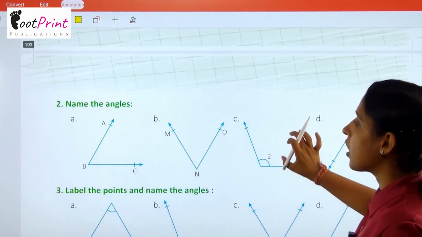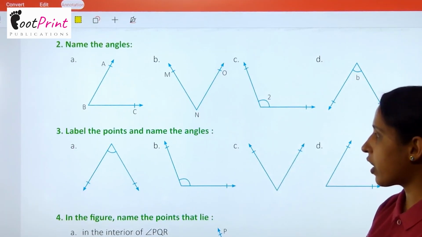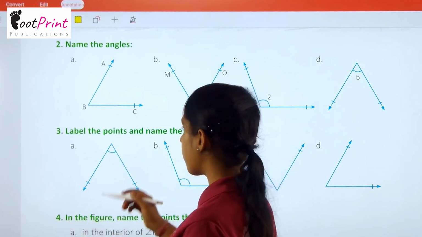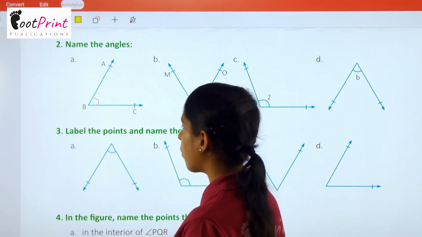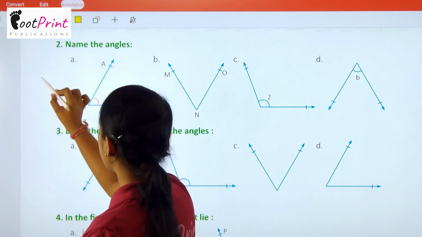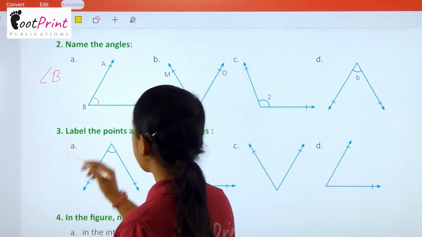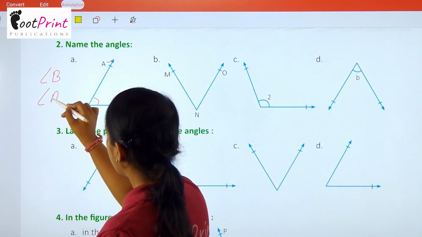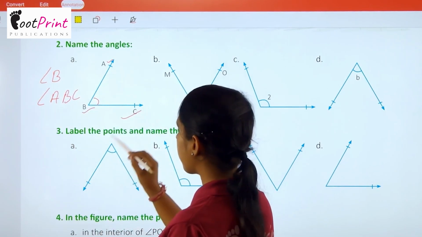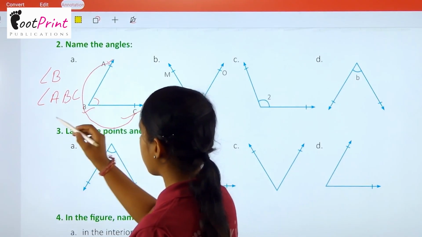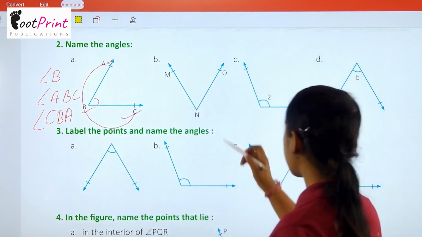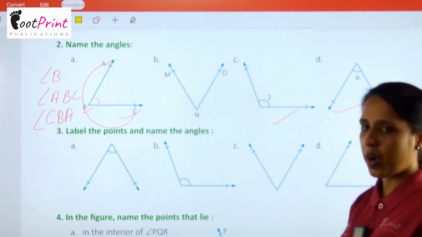Next, name the angles. Here we have to name all the angles. We can write names in three ways. Here we can write only one letter showing the vertex, so we can write angle B, or we can write angle ABC, or the third way, we can write angle CBA. Just like that, the rest of the parts you will do by yourself.